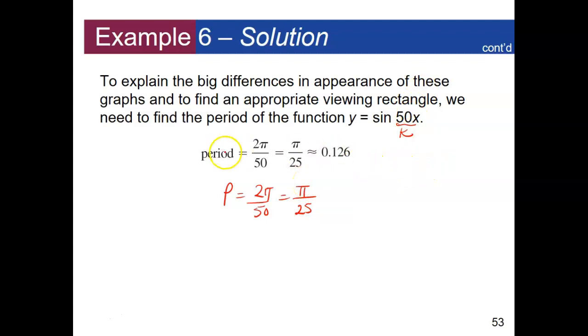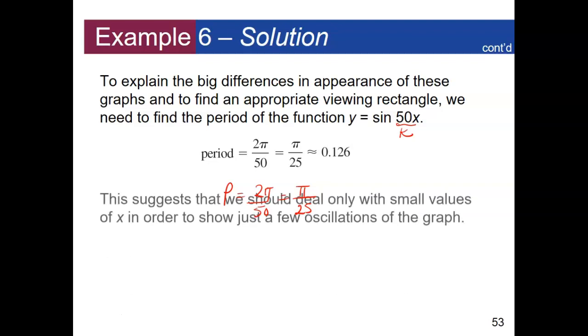So that basically means we see one complete period of the sine function between 0 and 0.126. So there are quite a few sine functions pressed into the interval from 0 to 2 pi, and that's why we see all the oscillations that we do.